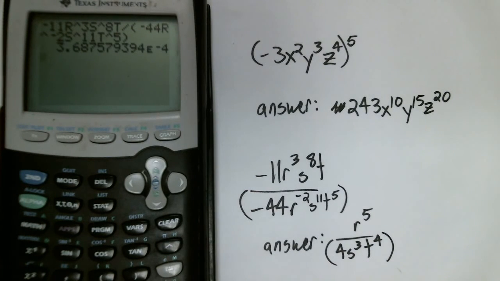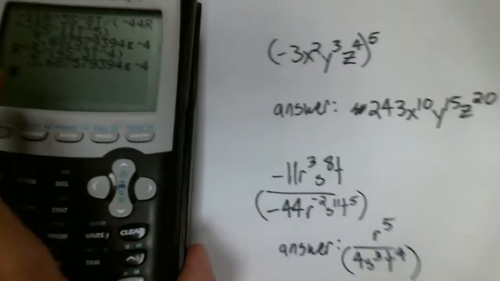Let's enter our answer. Alpha r raised to the 5 divided by parentheses 4 alpha s raised to the third, alpha t raised to the fourth. Close the parentheses. Bam, they match. Yes. I know I've done it correctly. Okay. So those are some examples with exponents.